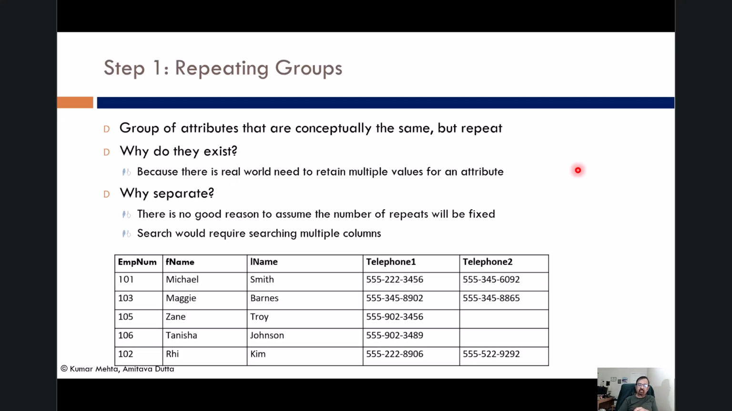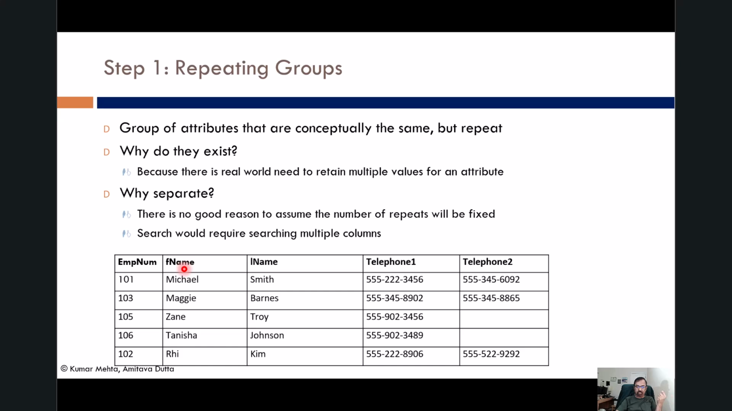So let's first try and understand what are repeating groups. How do they arise in practice, and how are they represented in the tables themselves? So a repeating group is typically an attribute that can have multiple values. So here is an example.